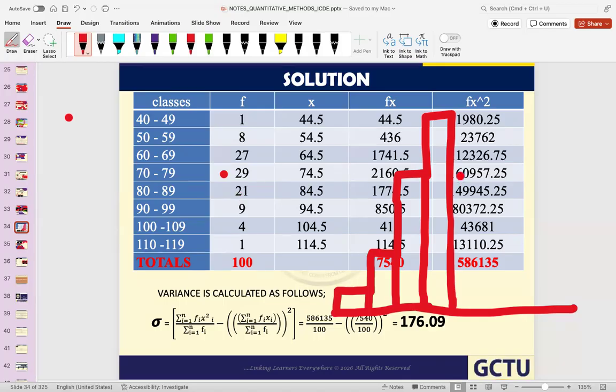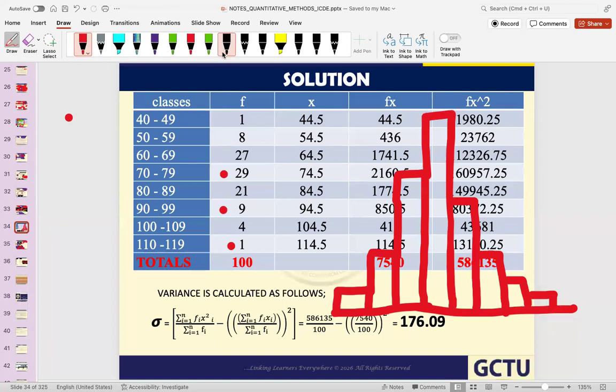And then come to 21. It means that the block is dropping now. From 29, it drops to 21. From 21, it drops to 9. From 9, it drops to 4. And then from 4, it comes back to 1.